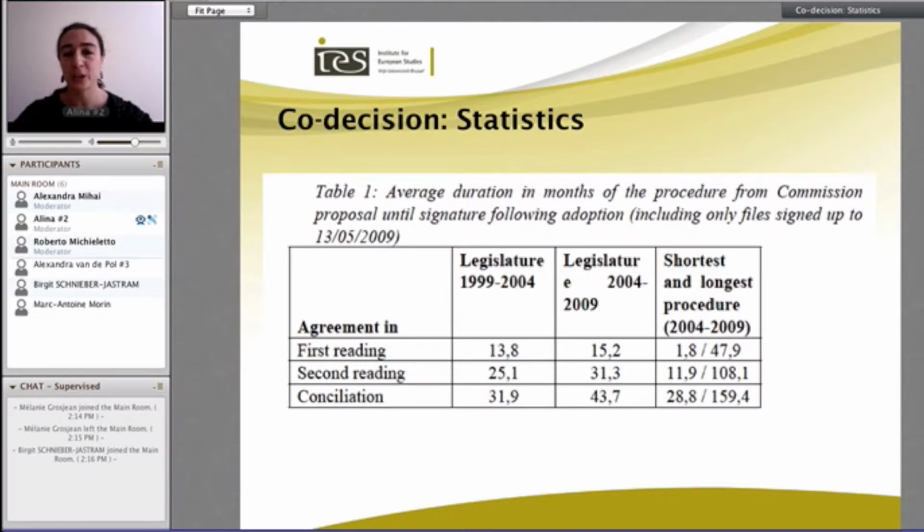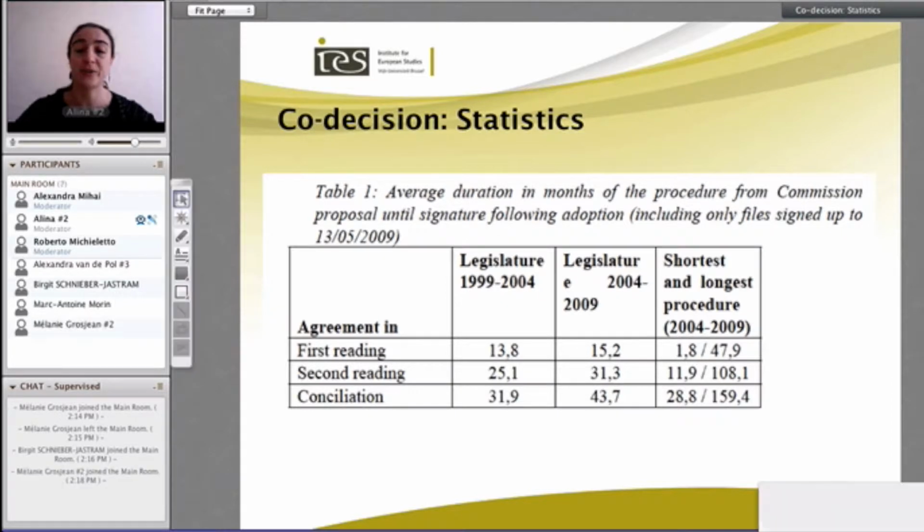So if you take a look here at the shortest and longest procedure, the shortest is about 2 months, and the longest period of time is 4 years, which is quite considerable also for a first reading agreement. 4 years to have legislation adopted in first reading, it's quite a lot. With second reading, the average is about 2 years, 2.5 years, but again, these are just indicative numbers. You can see that it can last anywhere between a year and 9 to 10 years.